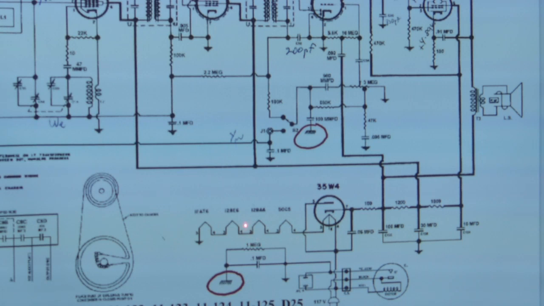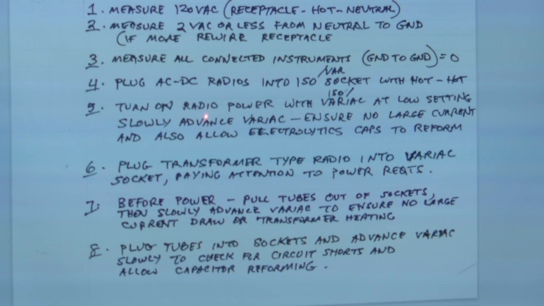This is a 1 meg resistor, so it's pretty high value, and a 0.1 cap, and that's to the power line interference and filter to take care of any RF transients in the power line coming in, hopefully. Okay, now we're at this point here.